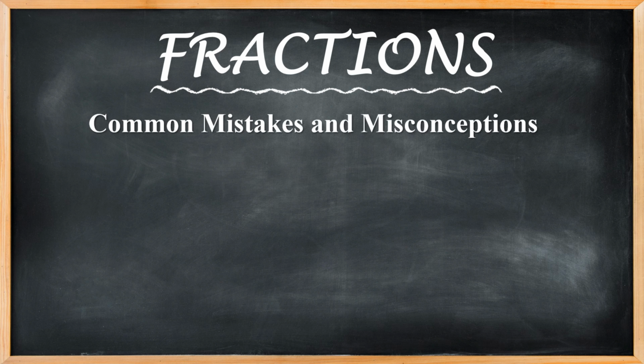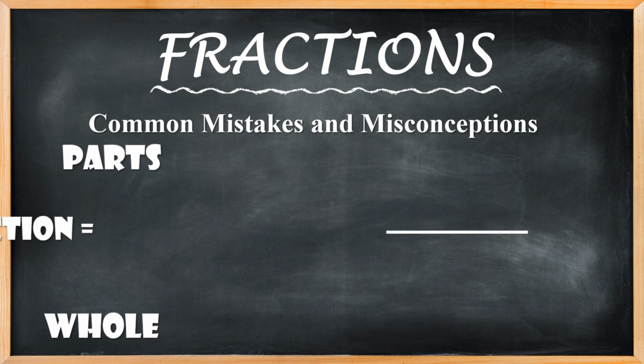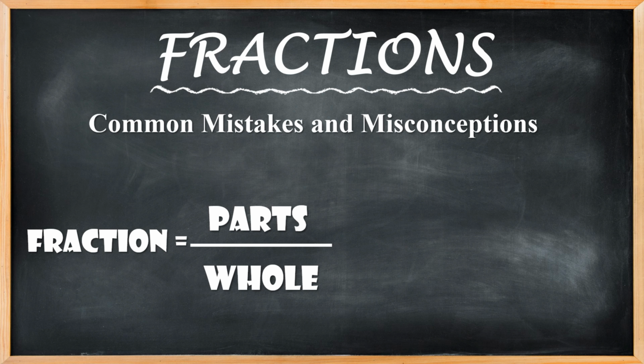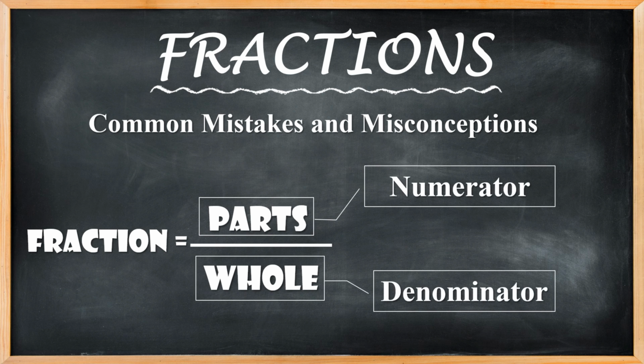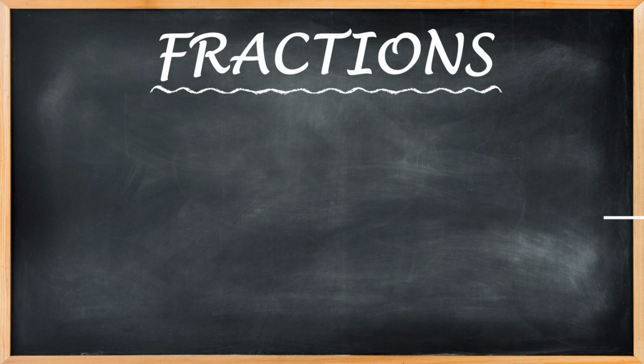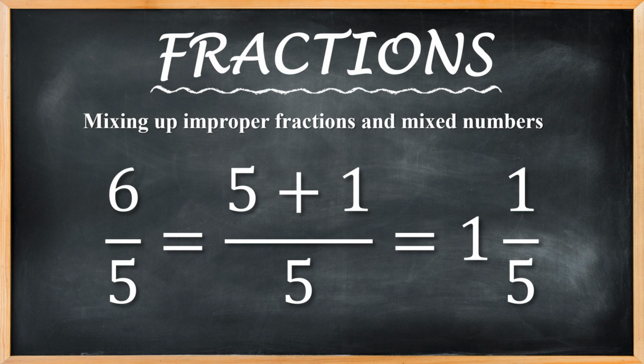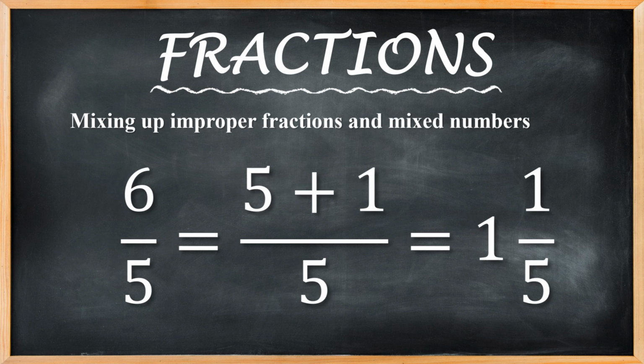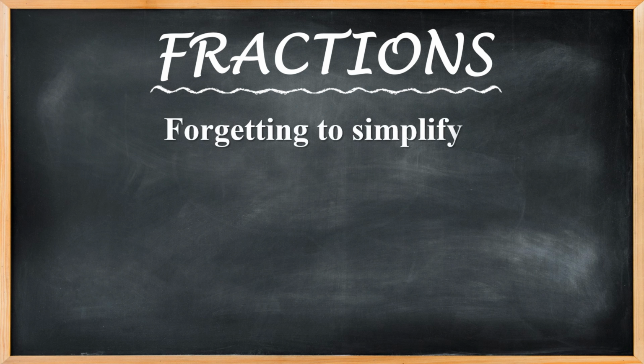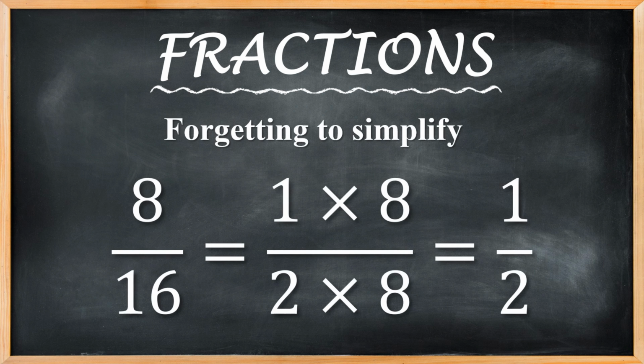Common mistakes and misconceptions. Before we wrap up, let's clear up some common mistakes. Confusing numerator and denominator. Remember, the numerator is the part and the denominator is the whole. Mixing up improper fractions and mixed numbers. Always check if a fraction can be converted into a mixed number. Forgetting to simplify. Fractions should be reduced to their simplest form whenever possible.